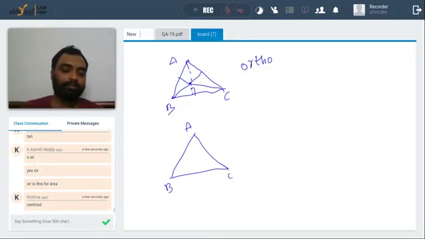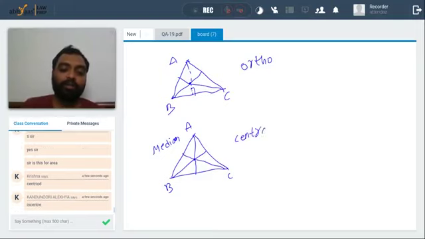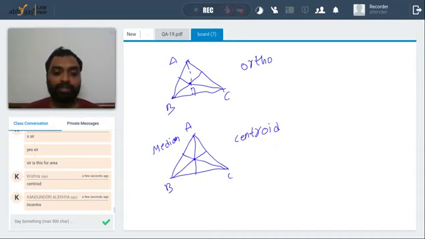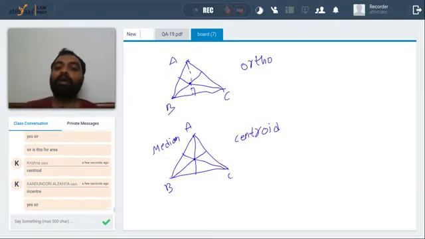A, B, C. When I draw a line which will bisect this BC, bisect meaning it will make BC into two equal parts, that line is called a median. What is that line called? Median. If I draw three medians from different vertices, the meeting point is called the centroid. Not in the center; centroid. Orthocenter means the meeting point of the heights; centroid means the meeting point of the medians. Clear? Okay, next one.